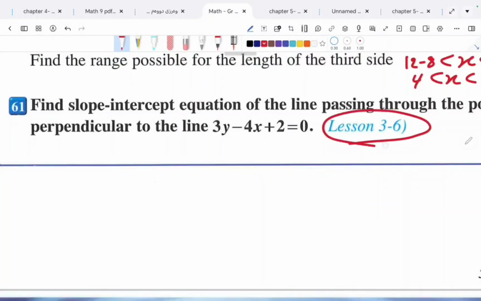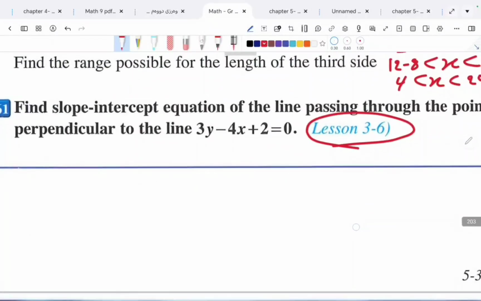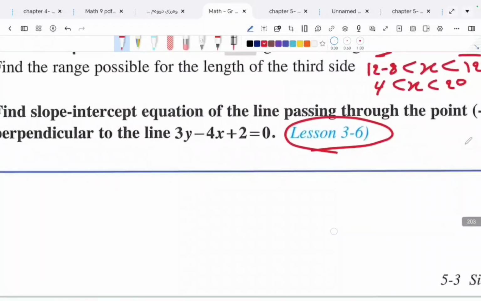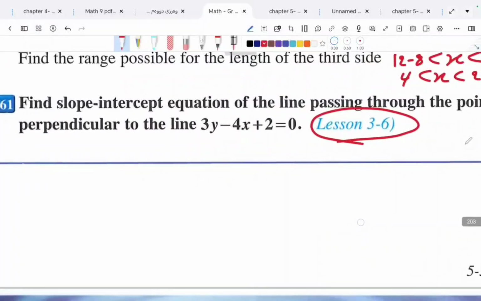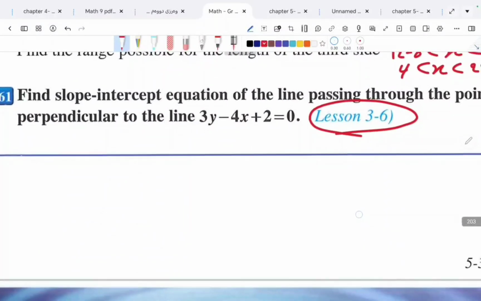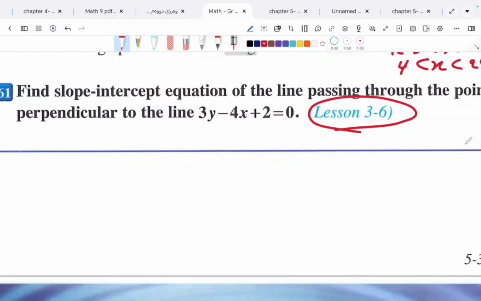Then it's review for chapter 3, lesson 6. Find the slope-intercept equation of the line passing through the point (3, -3) and perpendicular to the line 3y minus 4x plus 2.